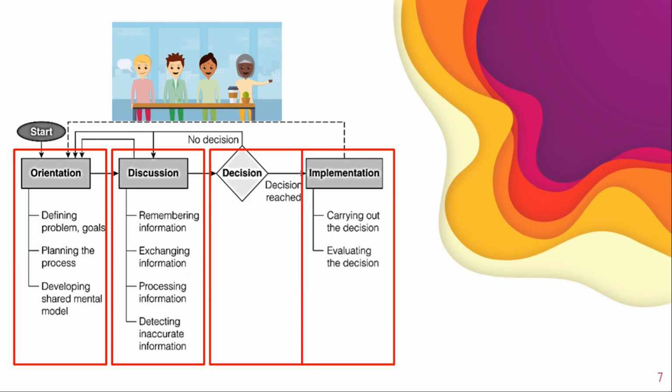However, these 4 processes or stages need not occur in order, but groups that follow these 4 stages are more likely to make better decisions. And now let's understand more about the orientation process.